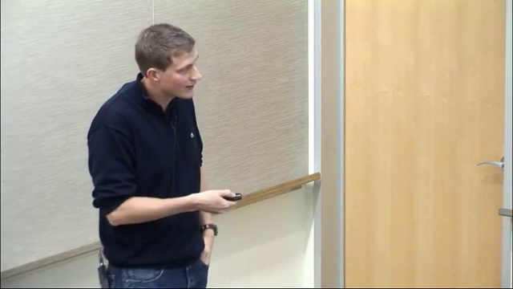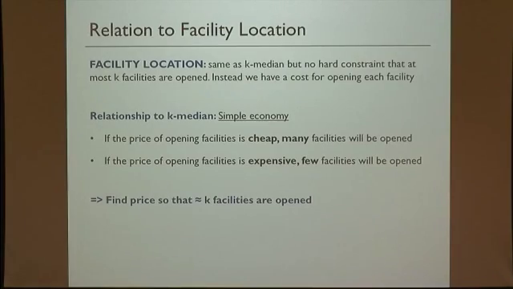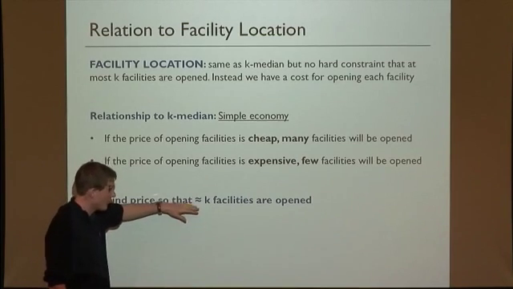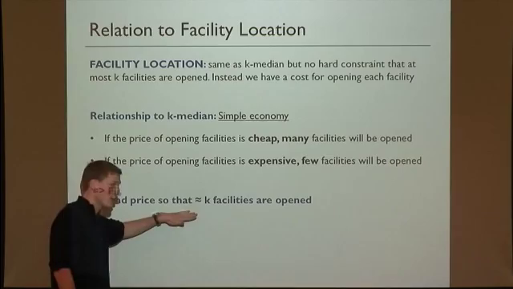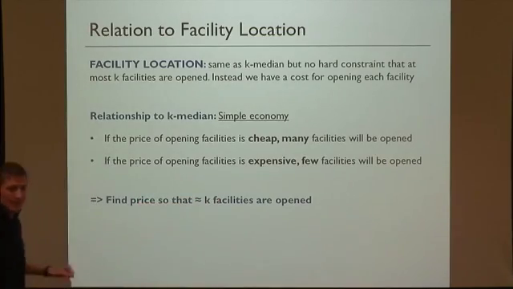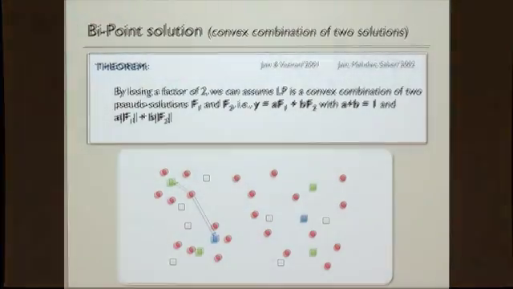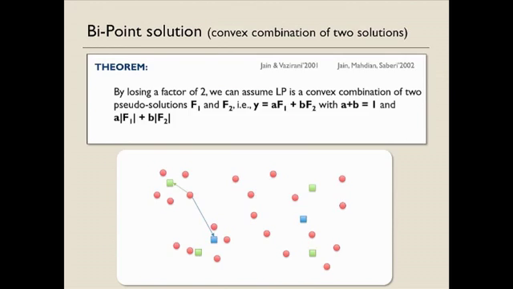Unfortunately, this function is not continuous. So you cannot be sure that you open exactly k facilities. So what you do is find prices so that if you change them slightly, you find one solution that is slightly lower than k and one slightly bigger than k. And that's the intuition behind these bi-point solutions that Jain and Vazirani introduced in a very nice paper.